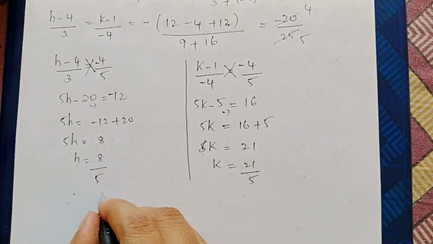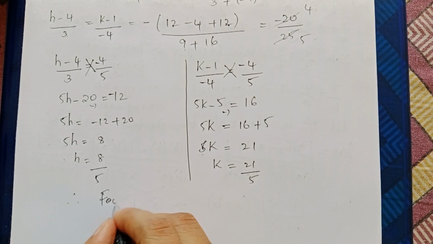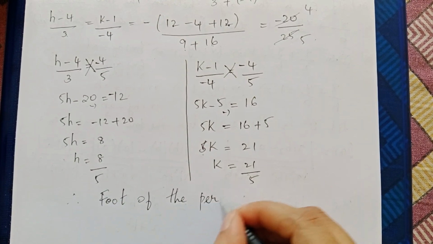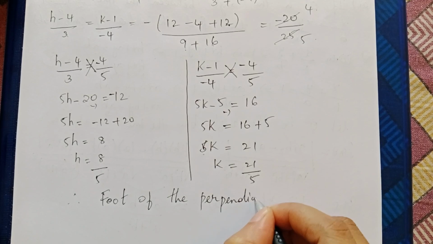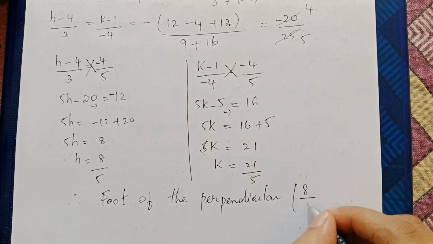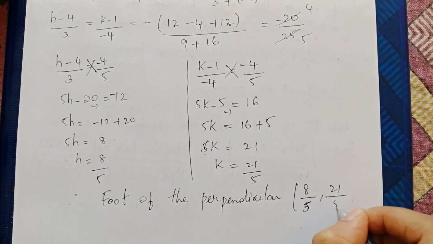Therefore, the foot of the perpendicular is (8 by 5, 21 by 5).